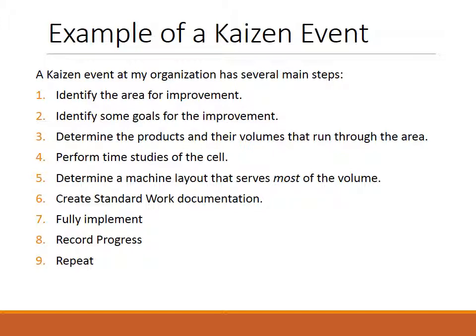It's a day-to-day operations instruction bulletin. From there, you need to fully implement, and this includes machine movement, training, posting the standard work documentation in the cell for the operators to see and use. From there, you need to record your progress to track your comparison to the goals that you set in the beginning. And then as it's Kaizen, continuous improvement, you need to repeat the process.